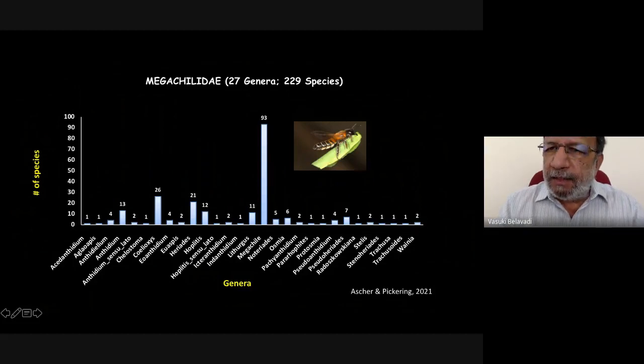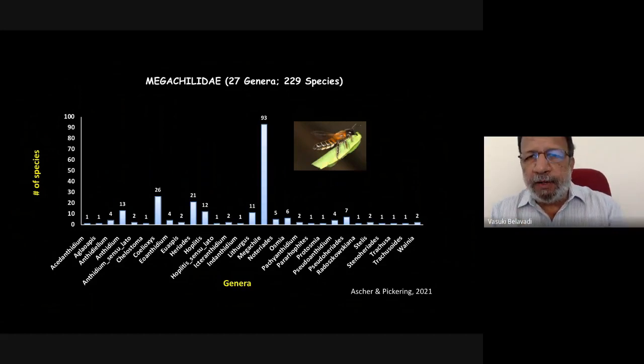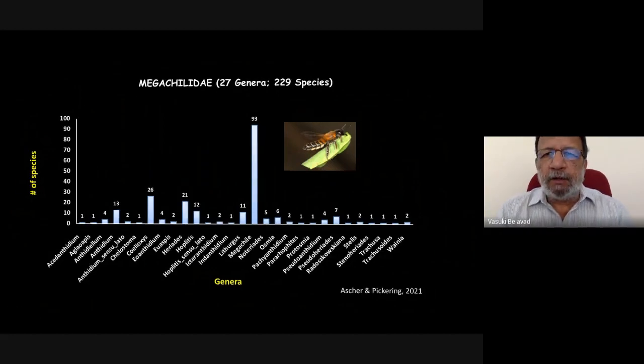As I said, Megachile is a genus of leafcutter bees. And there is a genus Anthidium, which are referred to as resin bees. That means they collect resins oozing out of the trees, tree exudates, and then use that for lining their cells. So these are the different behaviors that you see among these solitary bees.